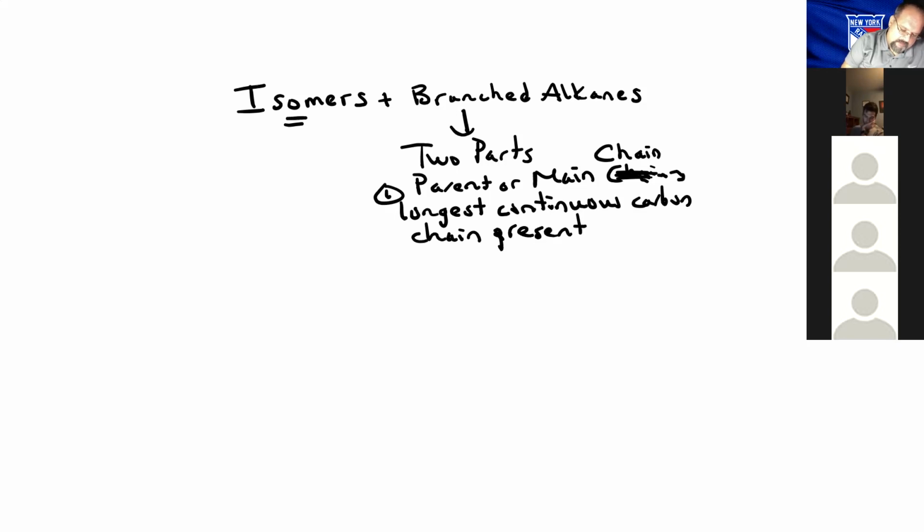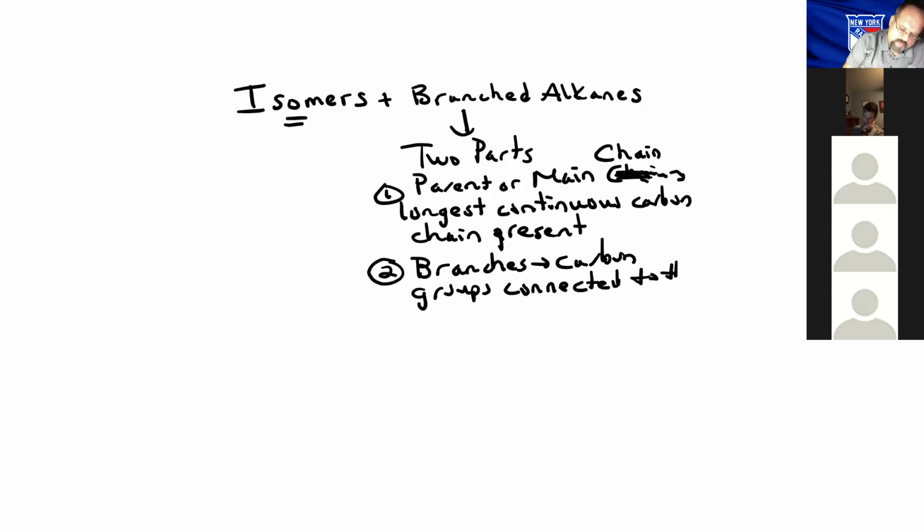And then you have your branches, which are carbon groups connected to the main or parent chain.